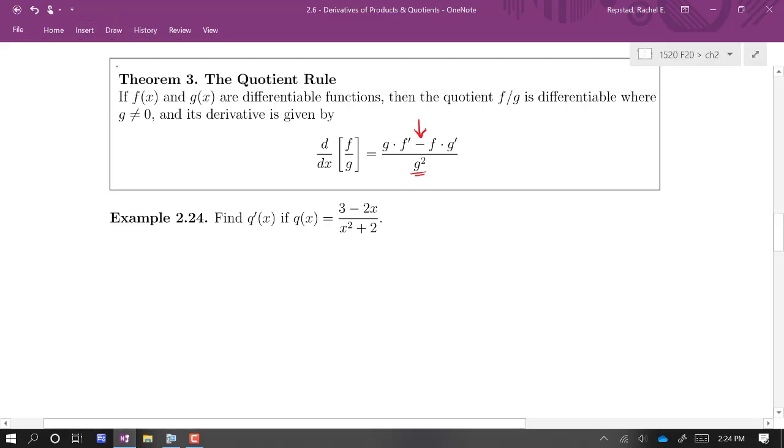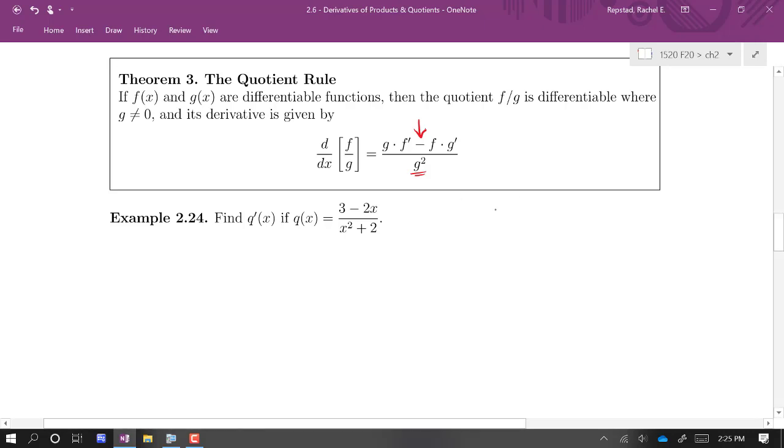Alright, so we are going to find q prime of x, where q of x is this rational function. It's a fraction, and much like with the product rule, the first step in using the quotient rule is recognizing when you need to use the quotient rule. So we've got a fraction, and I have x's both on top and the bottom. So there's my dead giveaway. I really need to set this up with the quotient rule.